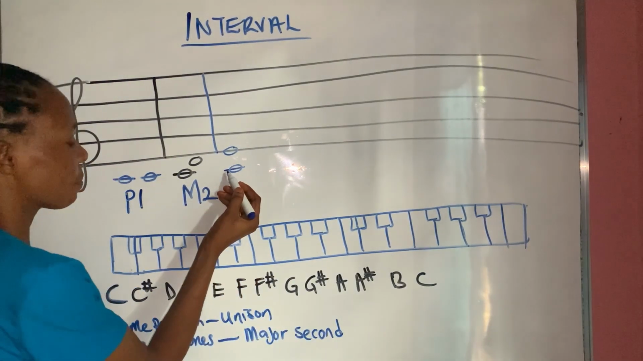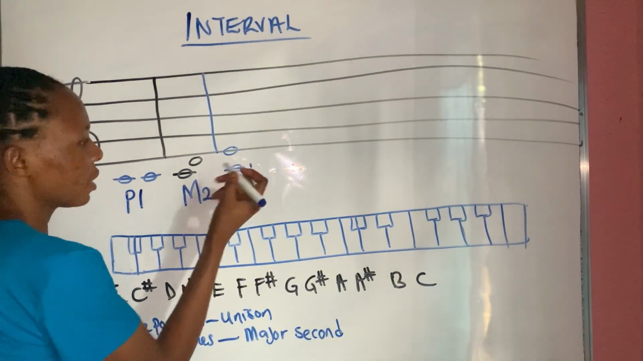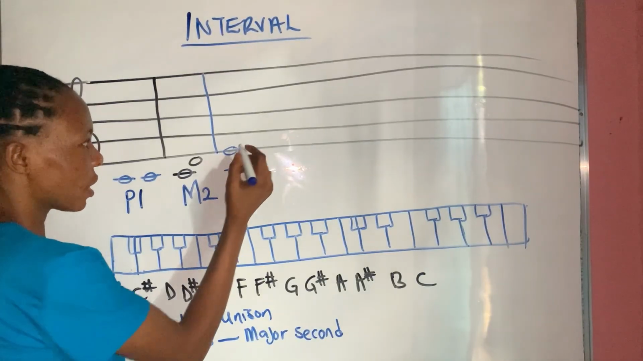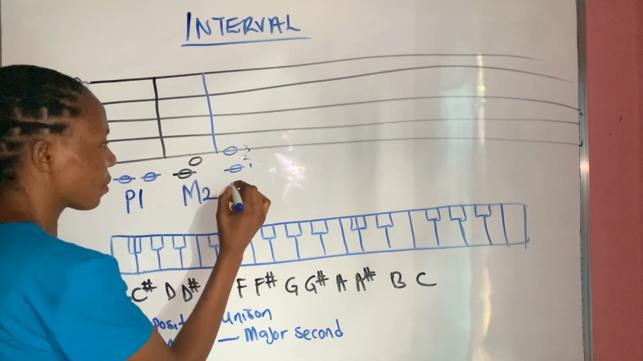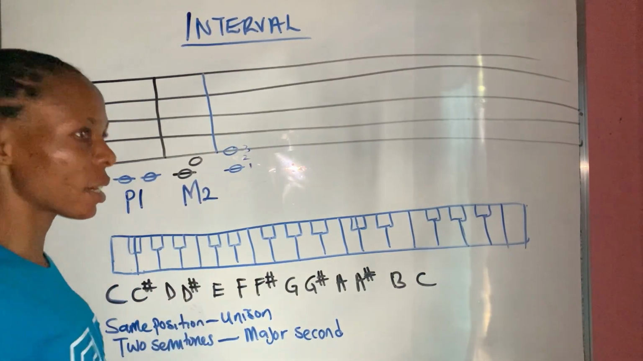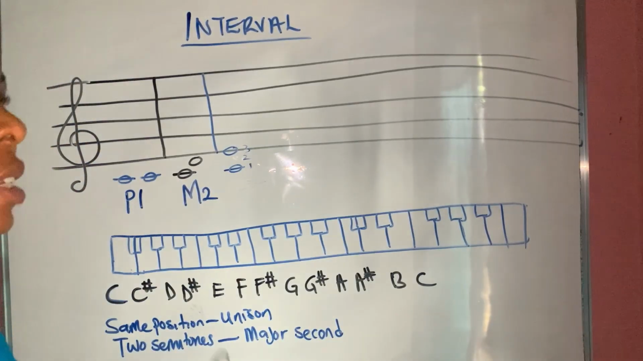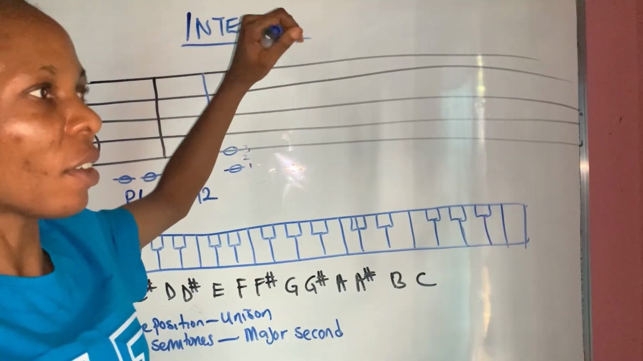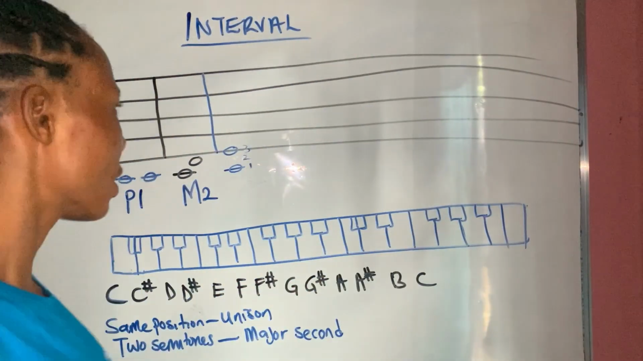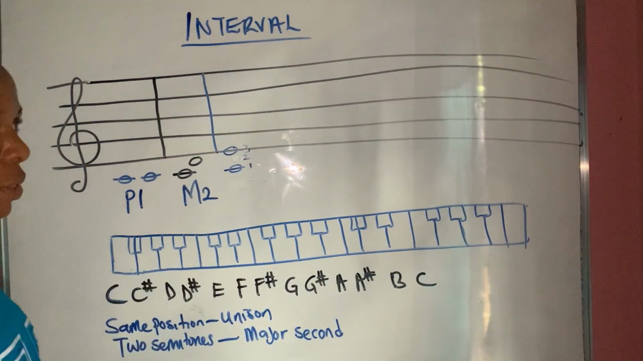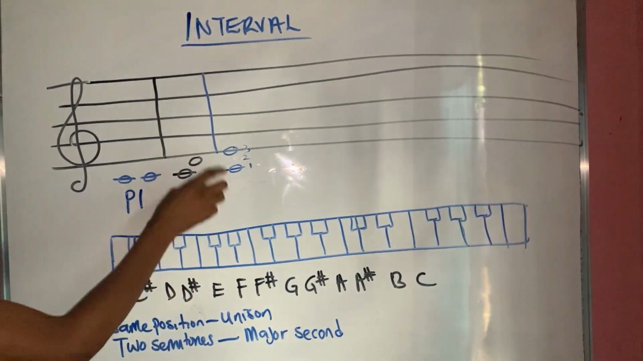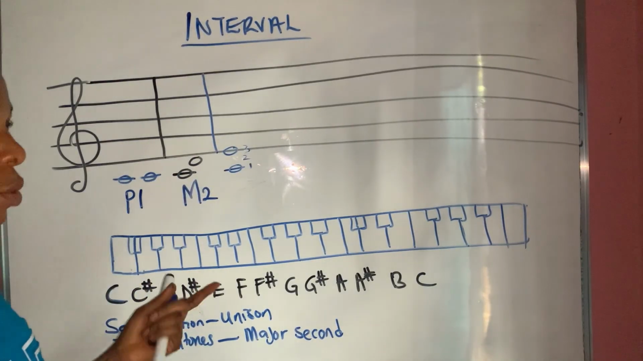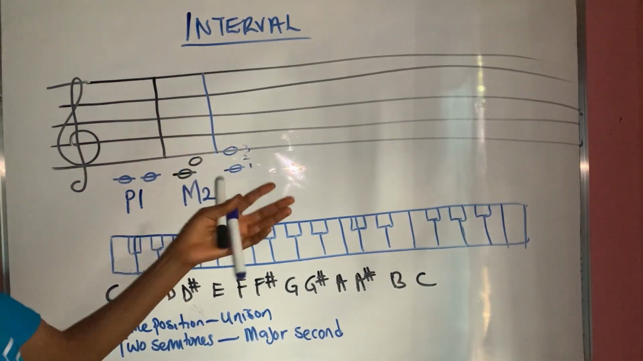This is C, which is on line 1. Now we pass a space and here is 3, so it's a third. But what type of third? That's where the quality comes in. The size. Is it a small third or a big third? You understand? So we found that it's a third. What type of third? Let's consider how many semitones are involved.